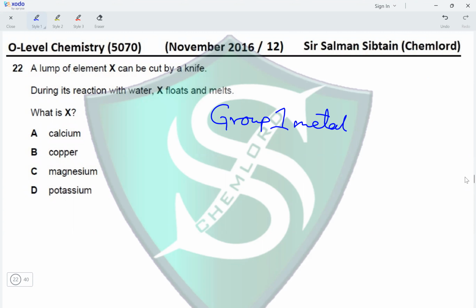So what is X? Calcium. Calcium belongs to group 2. Copper. Copper belongs to the transition series of metals. Magnesium is again a group 2 metal. Potassium is a group 1 metal. Therefore, the correct option for this question is option D.